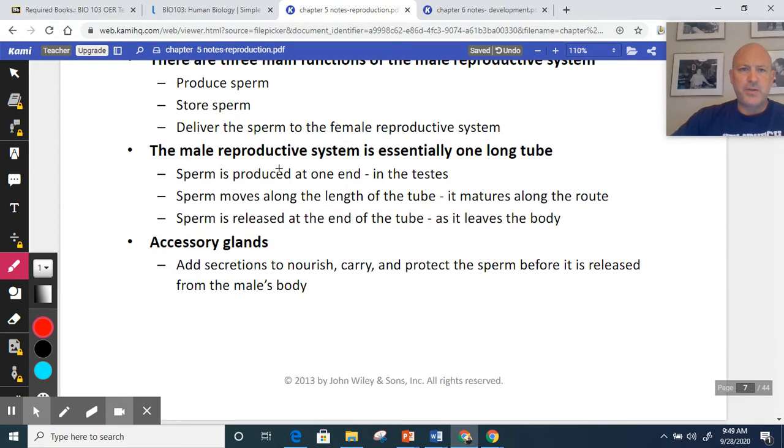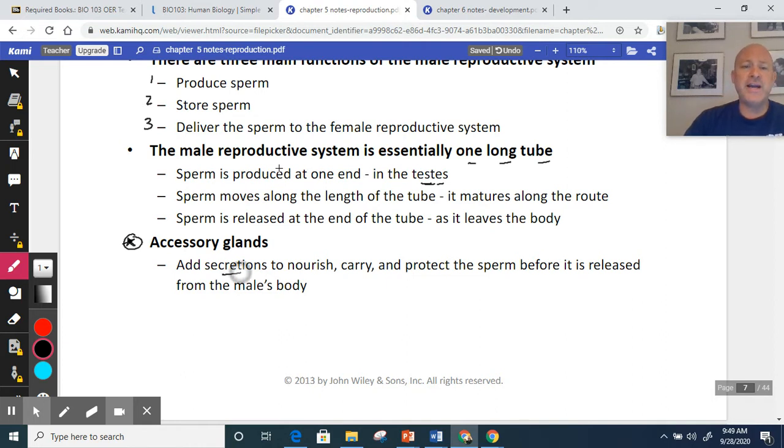All right, so let's start with the male. Like I said, the males have it pretty easy. You make sperm, you store sperm, you deliver the sperm cells. It's pretty easy. We could kind of consider the male reproductive system as just one long tube. At one end of the tube, we have the testes. This would be like the beginning of the tube, and it's in the testes that the sperm cells are made. And then from there, the sperm cells move along the tube and mature as they're doing so until they are released out the other end of the tube. There are other glands involved, like the prostate gland, the seminal vesicles, the bulbourethral glands, and we'll look at those.